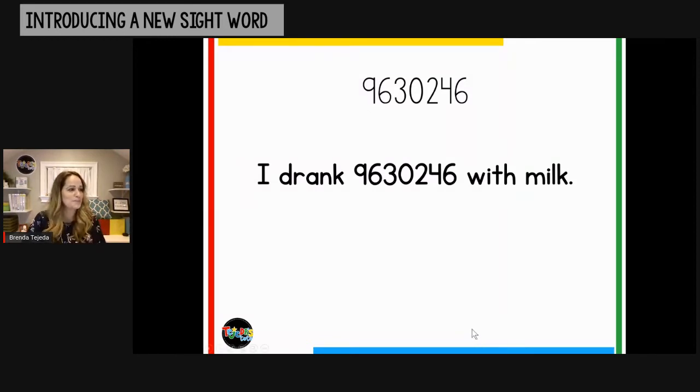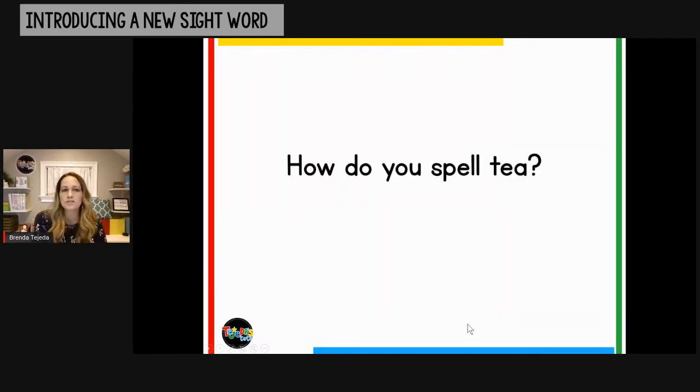Stick with me. Now, I used it in a sentence so you know what the word tea means. I drank tea with milk, with lemons. What do you like in your tea? Now, how do you spell tea? Chances are you probably forgot the number combination that represents the word tea. If you have a really good memory, you might remember them for a few minutes, but after that, since you just had to memorize it, you'll forget.